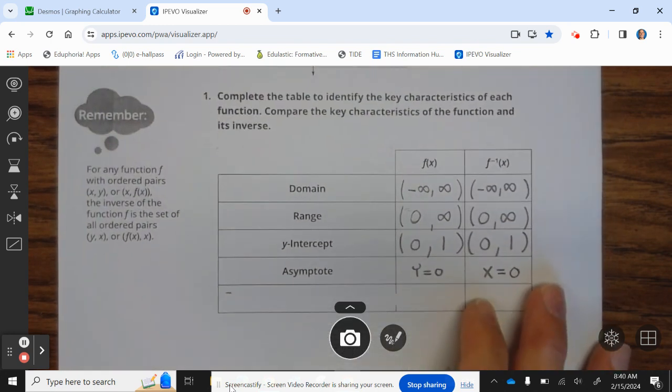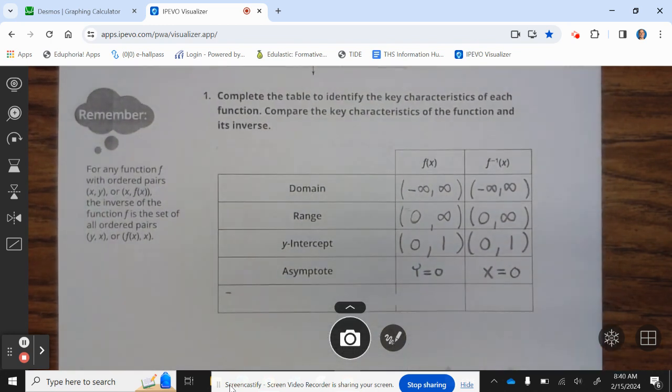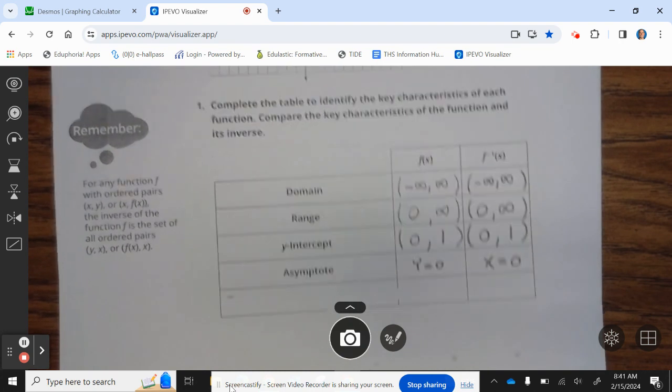Let's take a look at number 1. Complete the table to identify the key characteristics of each function. Compare the key characteristics of the function and its inverse. Go ahead and read and complete the table. Let's take a look at the next page.